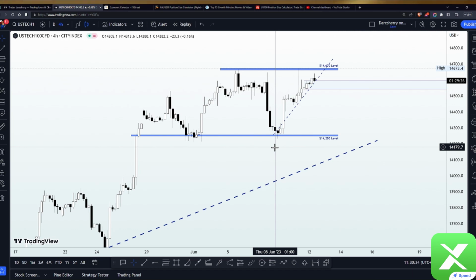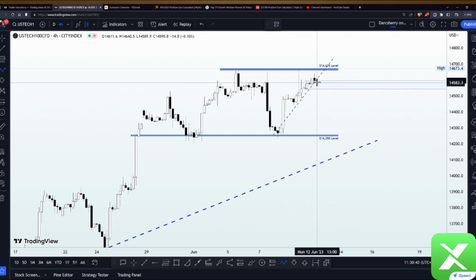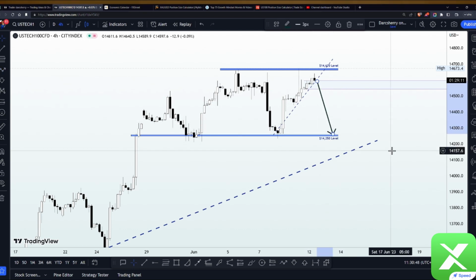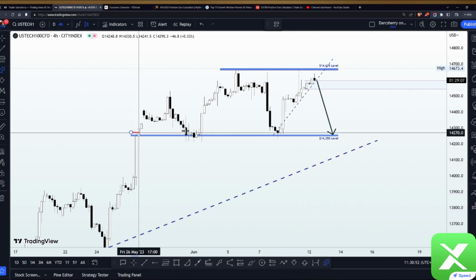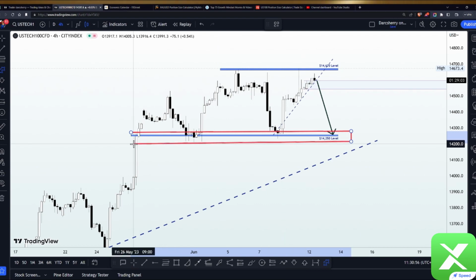So at this point in time, there is a high chance that we could likely see price action drop to the downside here as buyers still find it difficult to break out of that resistance line. So it now depends if price drops to the downside into the 14,250 level, a level which has been a strong demand zone since the beginning of this month, I think in the last couple of weeks.